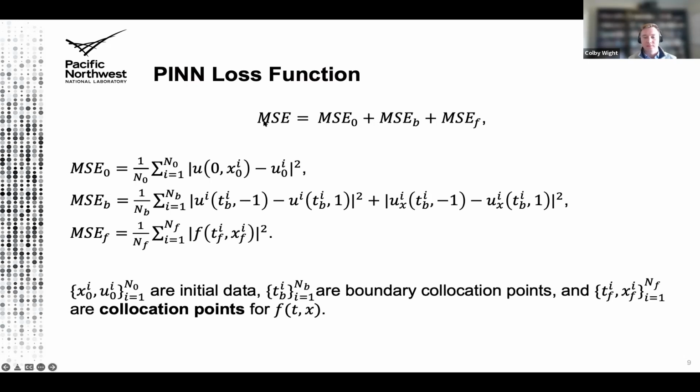Here, the loss function is this mean squared error, which has three components. One focuses on enforcing the initial conditions. The next focuses on the boundary constraints. And finally, the third focuses on this residual F network. A lot of the methods that we developed are simply choosing how to sample these collocation points for this residual F network, along with some other tricks that we found useful when working with phase-field equations.